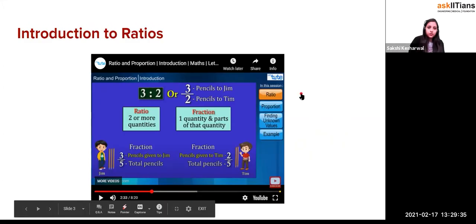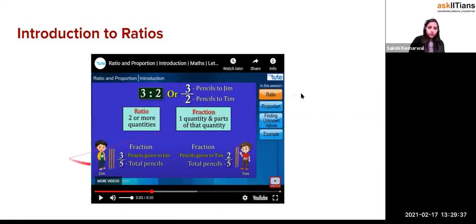Can you see my cursor? Yeah, you can see over here. Okay, you see that this is 3/5. Now, what do you mean by ratio? Ratio is basically that he is getting 3 pencils, out of the 5 parts. There are 5 pencils, so what you did is divide them into 5 parts. So 3 parts will go to Jim and 2 parts will go to Tim. Let us suppose there were 10 pencils.